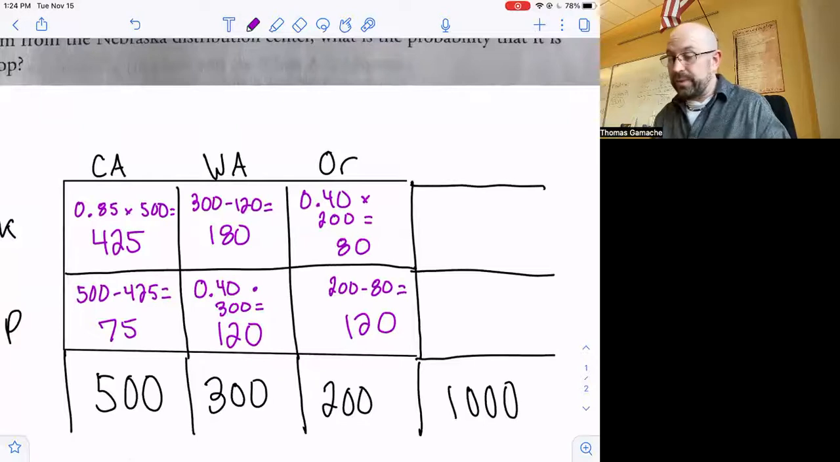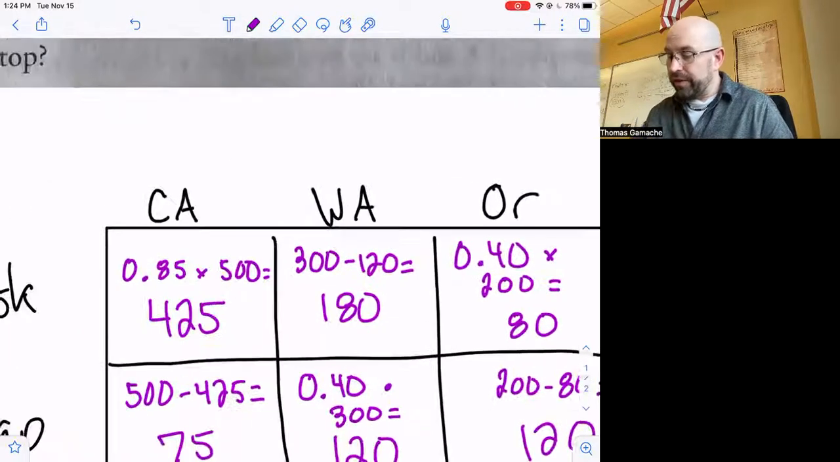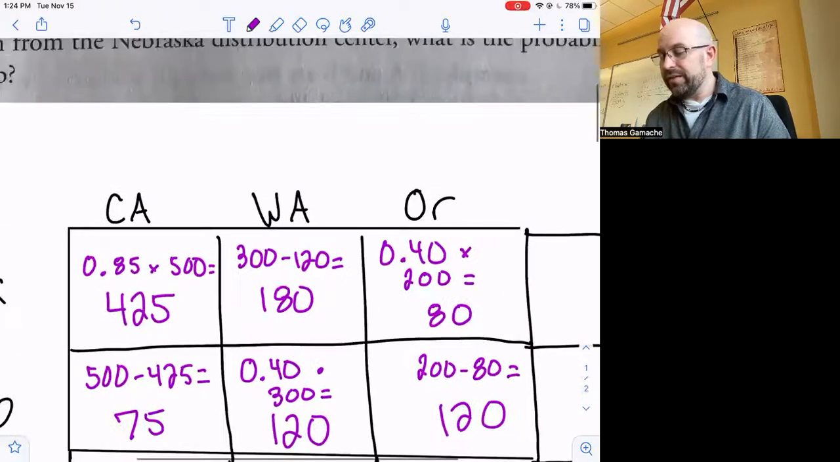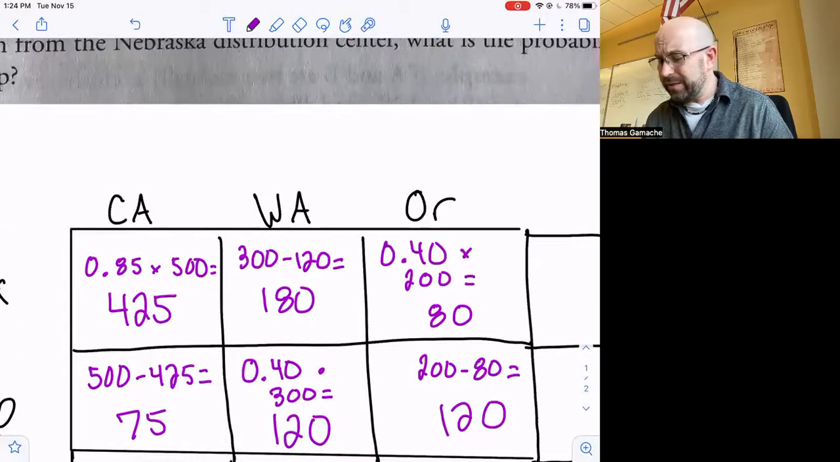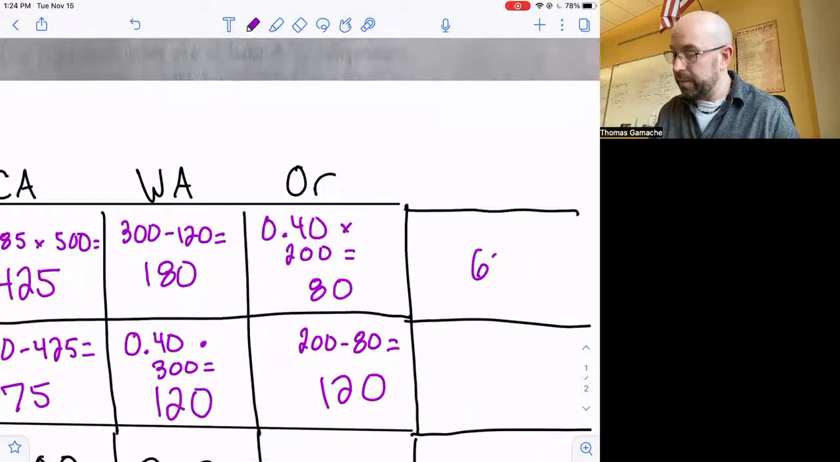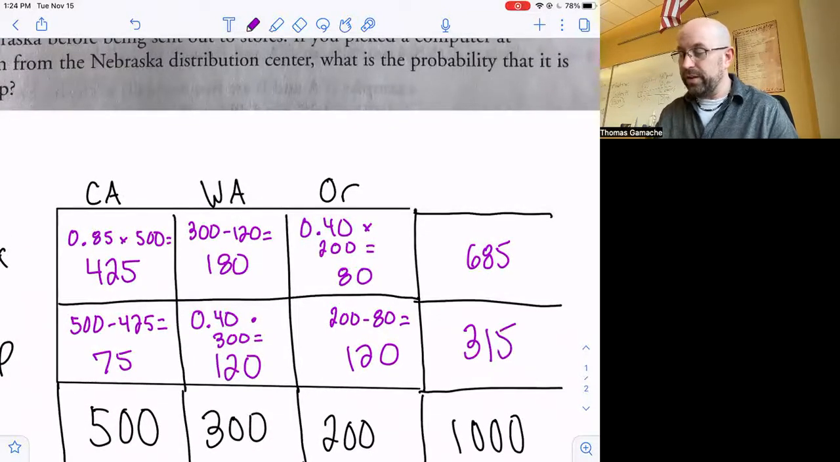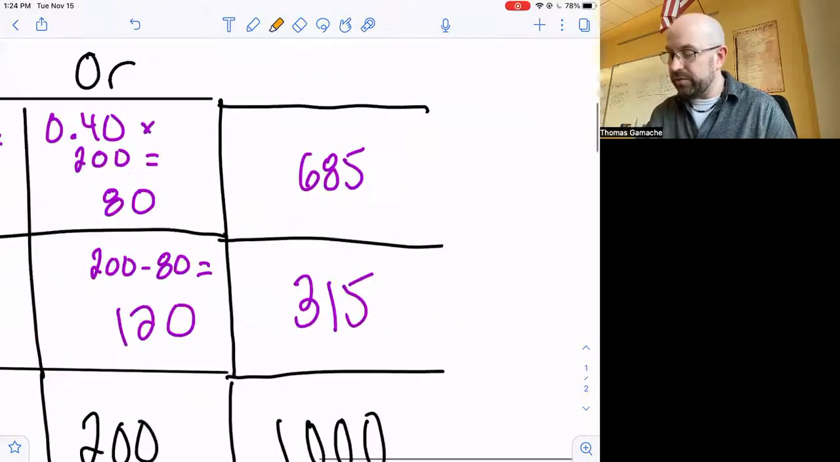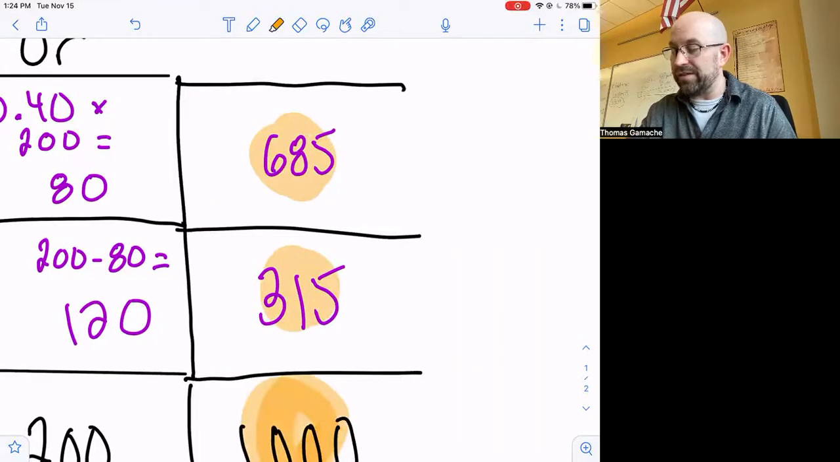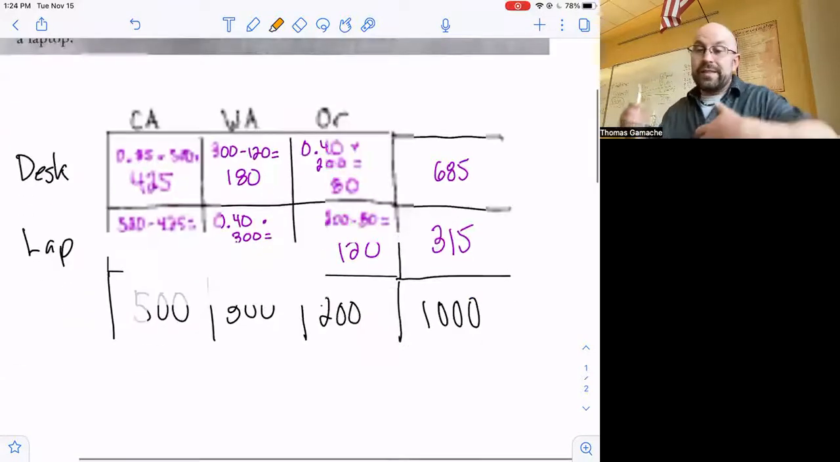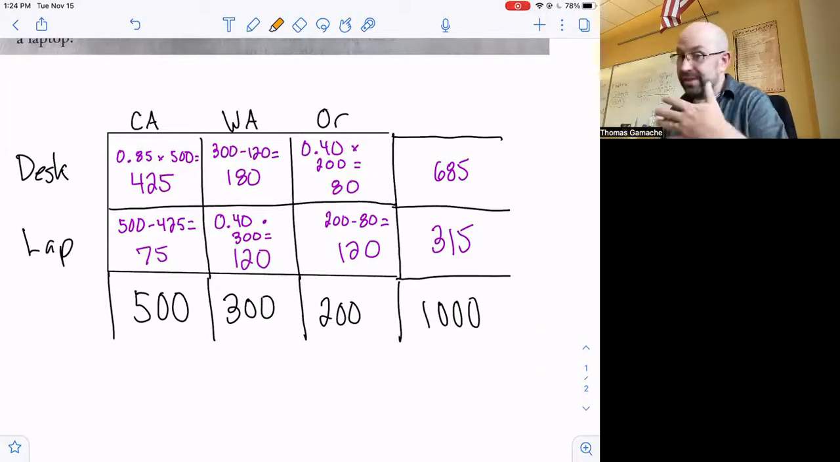Now I can just add up across my rows and see what happens. I did 425 plus 180 plus 80 to get 685. For the laptops, I add these, get 315. I add these all up. Guess what? 685 plus 315 gives me 1,000. I did this right. That's awesome. That means I filled this in right. Now I have a table I can work with for some of these problems. This could be more helpful for some people.